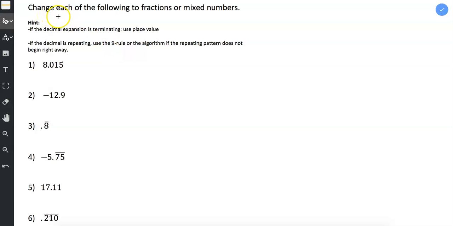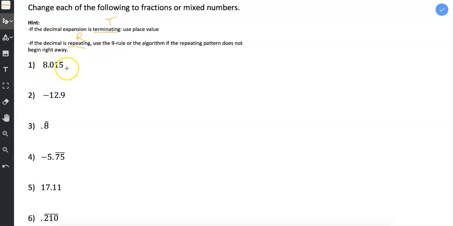The directions say, change each of the following to fractions or mixed numbers. Hint: if the decimal expansion is terminating, we'll use a T for terminating, use place value. If the decimal is repeating, we'll use an R for repeating, use the 9 rule, or the algorithm if the repeating pattern does not begin right away. I don't expect this to make sense to you just yet, but we're going to take this in baby steps. First, we're going to make sure we know the difference between a terminating decimal and a repeating decimal.